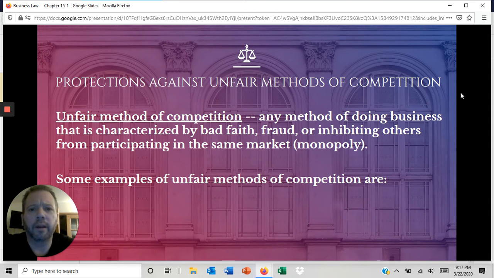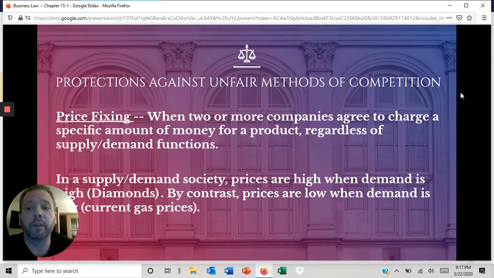You have to be able to have some form of competition. You cannot freeze out people from the marketplace. That is illegal. So here are some examples of unfair methods of competition.